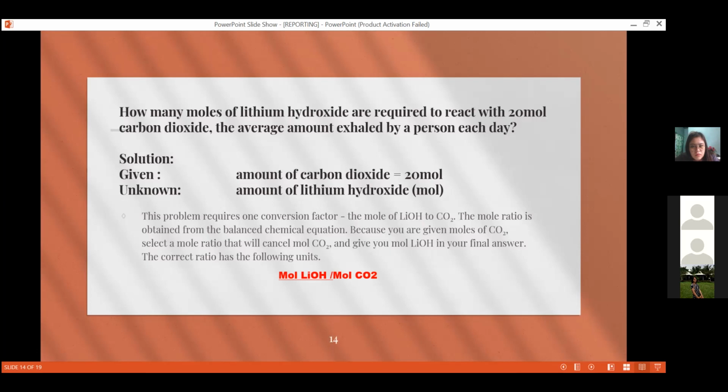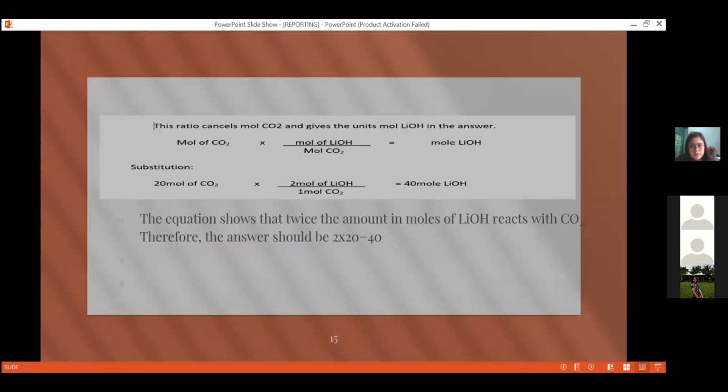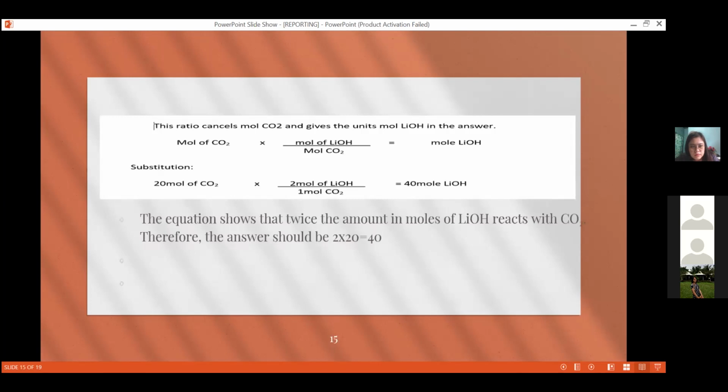Next. So in this ratio, it cancels mole carbon dioxide and gives the units mole lithium hydroxide in the answer. So we have here mole of carbon dioxide times mole of lithium hydroxide over mole of carbon dioxide, para makancel natin ang carbon dioxide. Then ang maiwan is mole of lithium hydroxide.